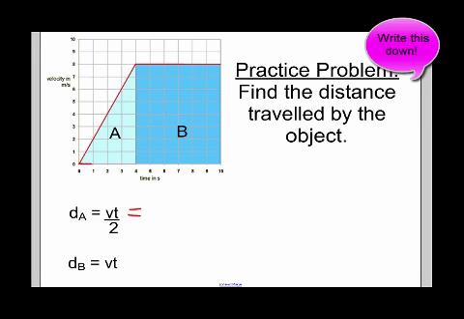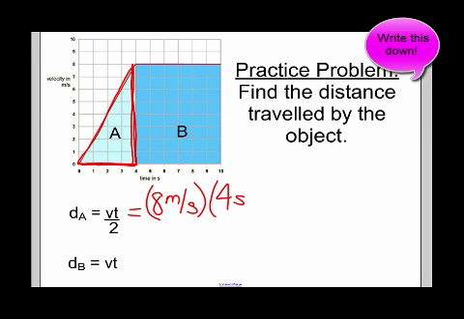So if we look at A, this would be my section A. A has a change in velocity of 8. So the top of mine is at 8, the bottom's at 0. So I can say this is 8 meters per second. The change in time, the base of my triangle, is 4 seconds. And then I will divide that by 2. So 8 times 4 divided by 2 gives me 16 meters. So 8 times 4 is 32. 32 divided by 2 is 16, and I end up with meters.